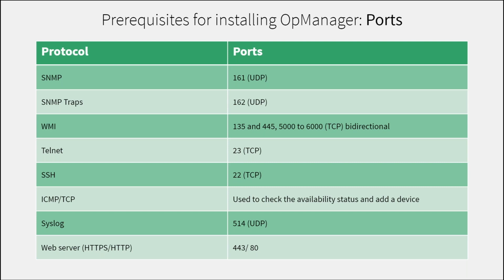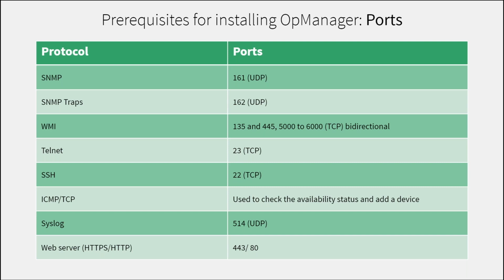Regarding the Windows machines which use the WMI protocol, that uses ports 135, 445, and 5000 to 6000 bidirectional, which need to be open as well. For Telnet and SSH, we have 23 and 22 respectively. And for checking the availability of the device, you can go for ICMP, or even the TCP port check is also possible, where those respective ports have to be open.